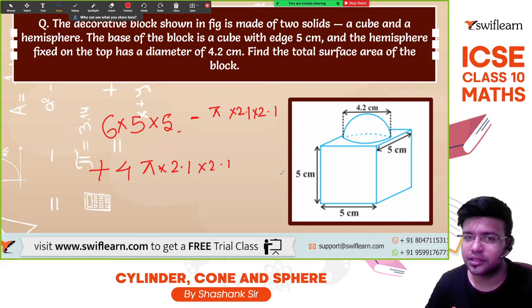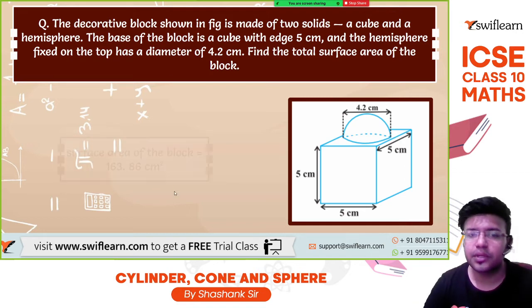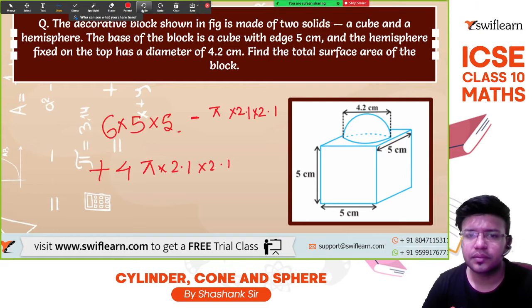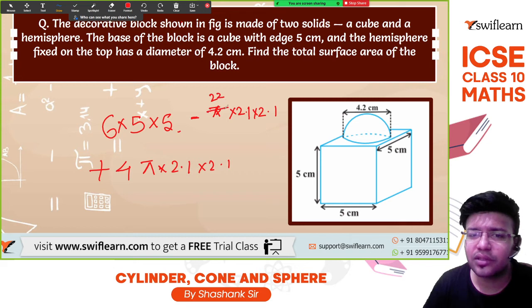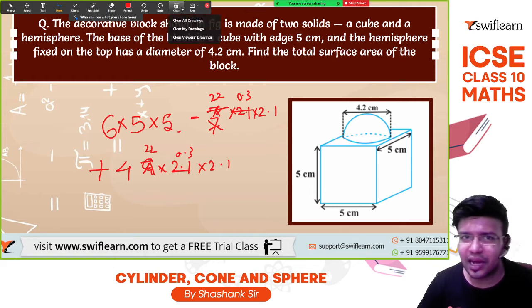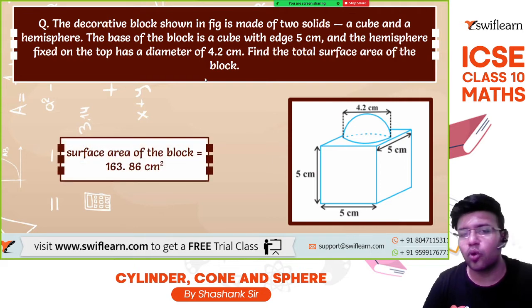Let us see if they have given any steps. They have directly given the answer. So guys, do the steps. So pi is 22 by 7. 7 1s are 7, 7 3s are 21, so 0.3. So 22 into 0.3. Do these calculations and you get the answer, which is equal to 163.86 square centimeters.